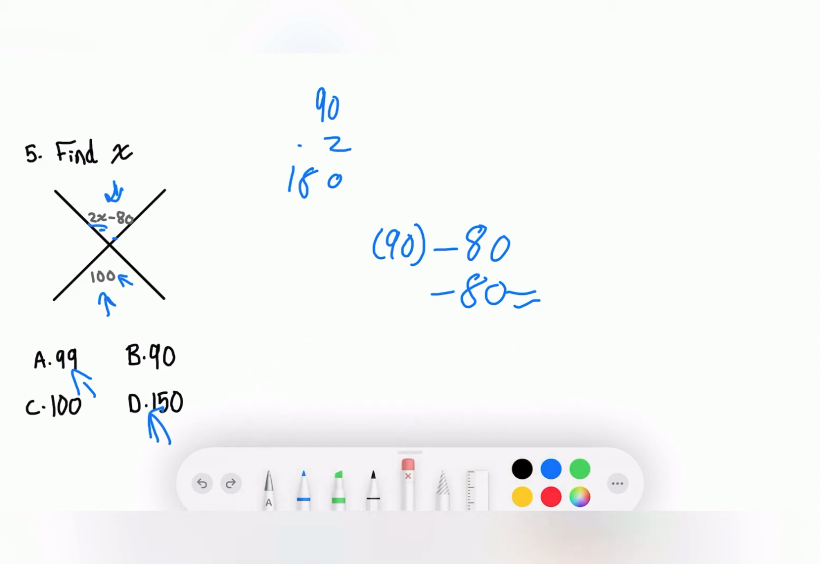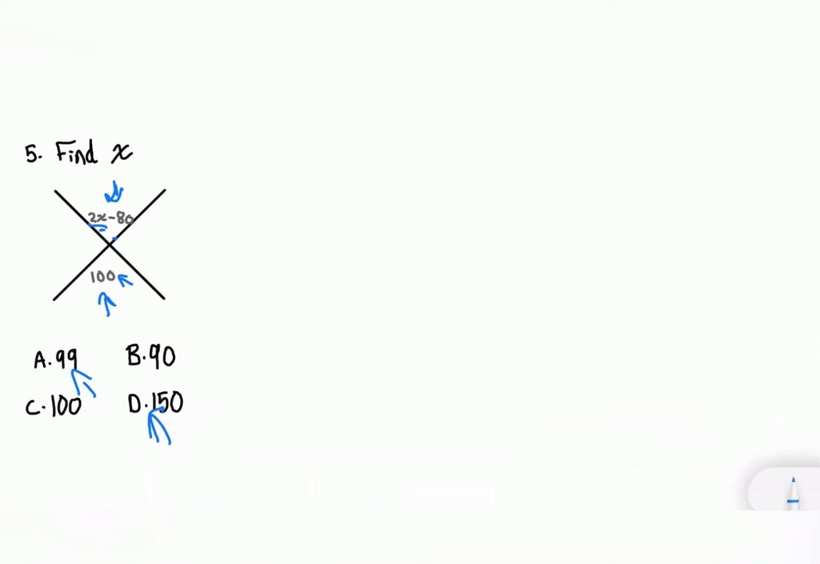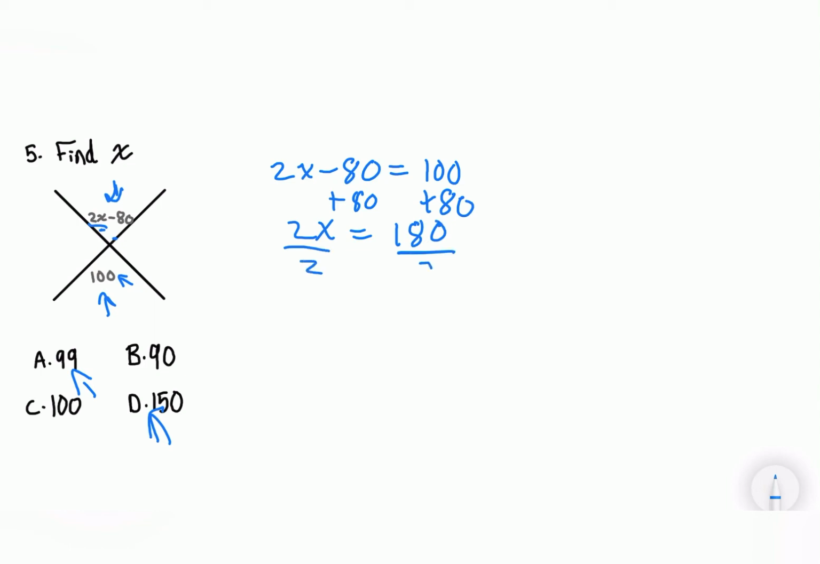Okay, let me show you another way. We can also solve this problem algebraically. How? Let me show you. We can simply set it up as an equation. So 2x minus 80 equals 100. Since we know that these are equal from the vertically opposite angles rule. So we can simply now just solve for x. Plus 80, plus 80, 2x equals 180, right? And what is 180 divided by 2? It's equal to 90. And that is another way you can solve for x.